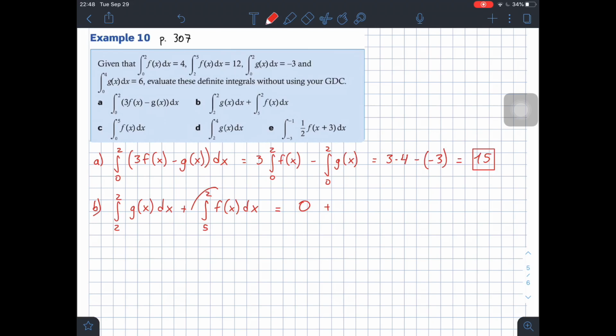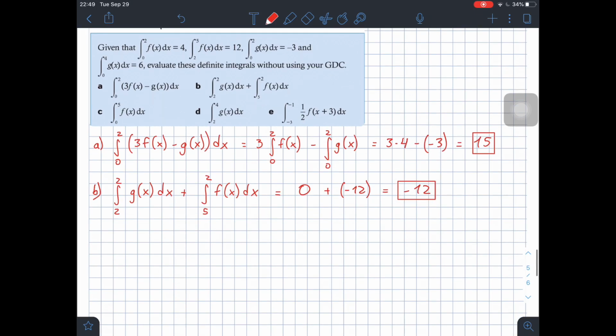Plus the integral from 5 to 2 of f of x. We have here, from our information, that the integral from 2 to 5 is positive 12. That means if I integrate from 5 to 2, I flip the limits, then the answer would flip its sign, right? So instead of being 12, it would be -12. So this is 0 plus -12. So the result here is -12.